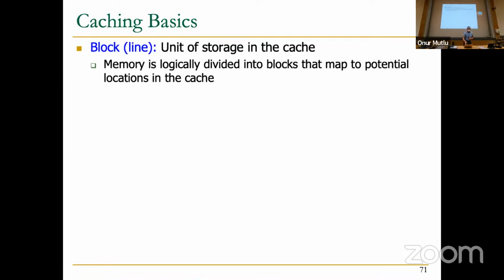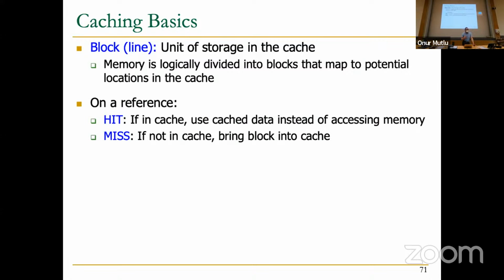Okay, so let me give you some terminology. Block, we've kind of been using it, but to define it, it's really the unit of storage in the cache. This is sometimes called a line. IBM terminology actually uses line a lot. In existing terminology, people use both. I like block. So memory is logically divided into blocks that map to potential locations in the cache. I called this chunks earlier to distinguish between blocks, but essentially in the cache terminology, it's blocks. You chunk memory into blocks, and then each block can map to potential locations in the cache.